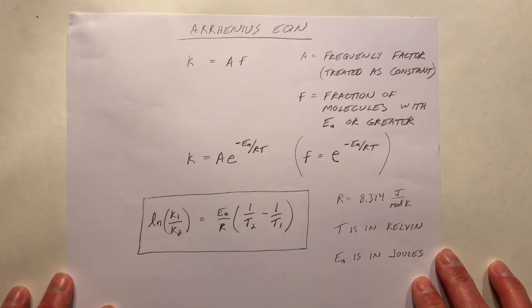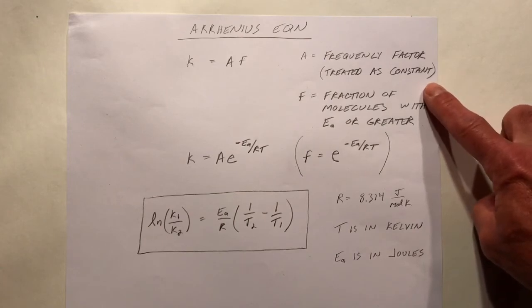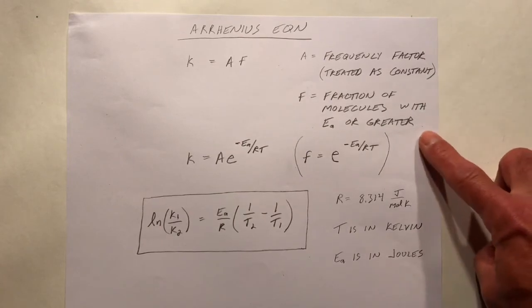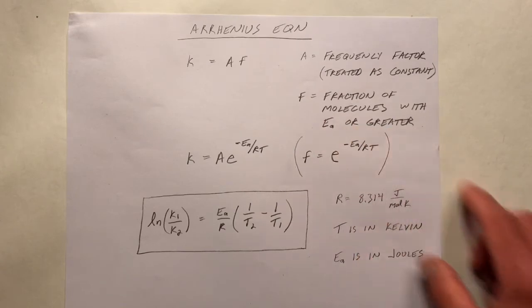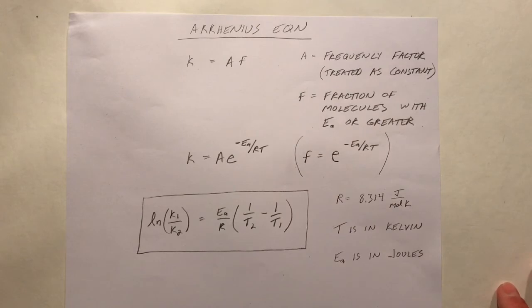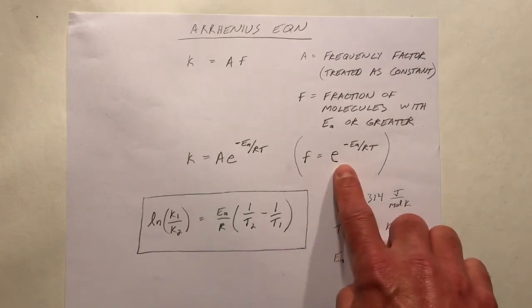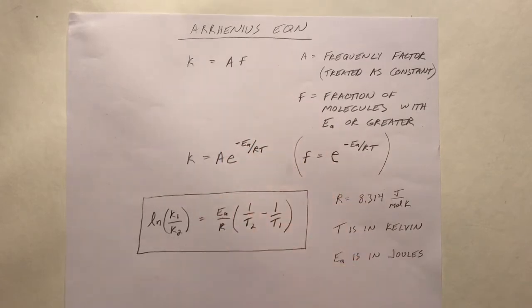So we can say that the Arrhenius equation looks like this, where A is the frequency factor treated as a constant, F is the fraction of molecules with the activation energy or greater, and energy equal to the activation energy or greater. We could express F this way, and we could substitute this in and make this equation into this.